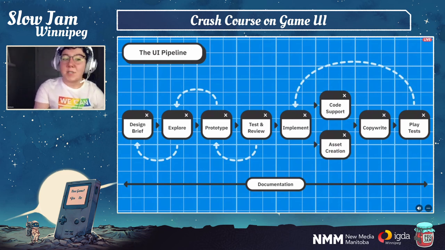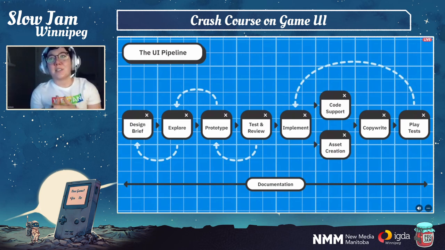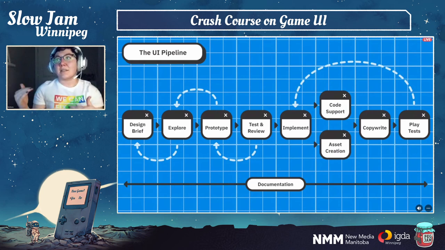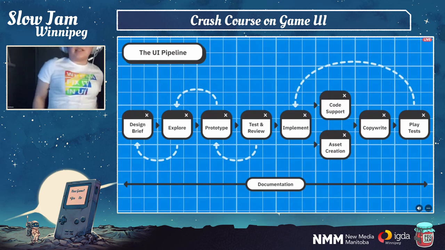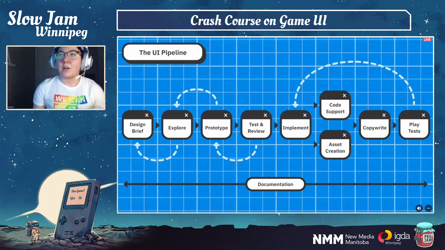So, now that we've gone over the different types of UI, what is the process of making it? This is the UI pipeline, and this is probably more traditionally for AAA game studios, but it can be tweaked and shortened and done in a way that works for smaller scale games, because for the most part you're going to be doing all these steps.